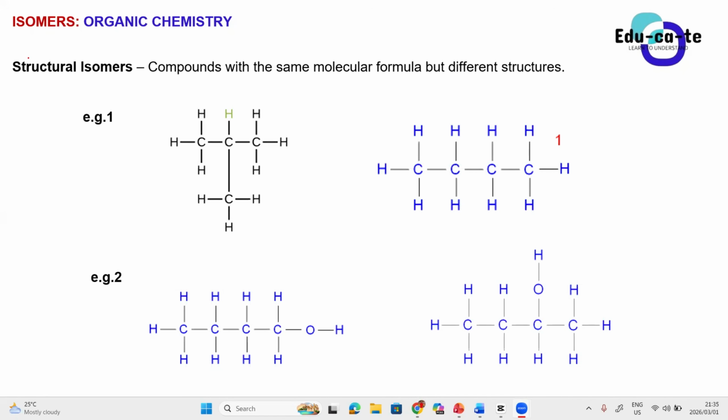But if the question asks you what are isomers, they are still asking the same thing as structural isomers. So you guys should not think these two things are different. Structural isomers are organic compounds that have the same molecular formula, but they've got different structures, or different structural formulae.